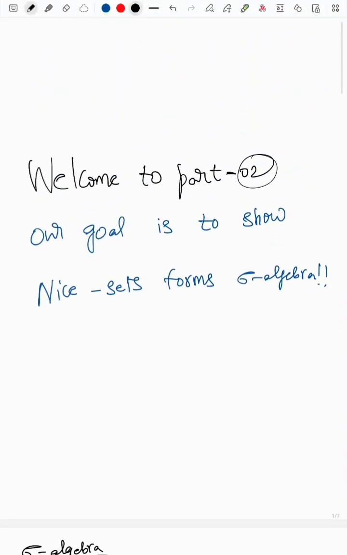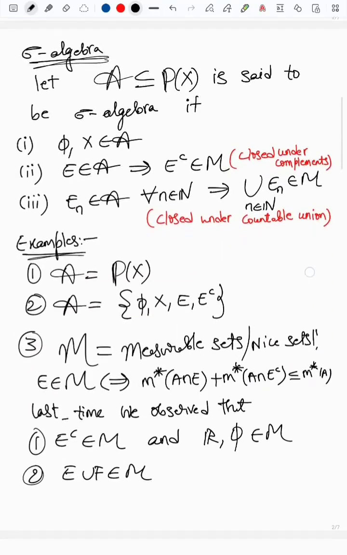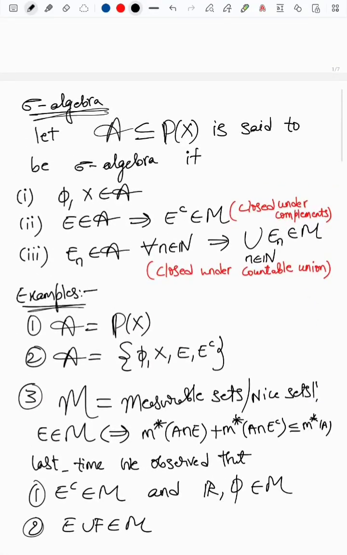Welcome to part 2 of the video showing that measurable sets form a sigma algebra. Let's quickly recall and go back to the sigma algebra definition.